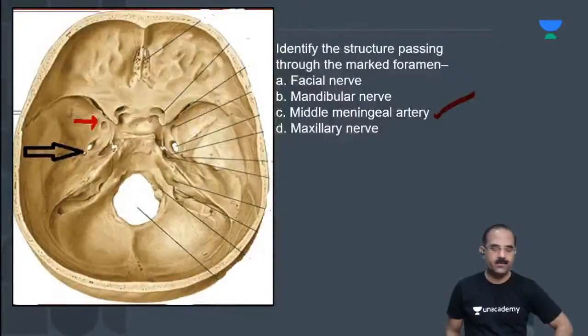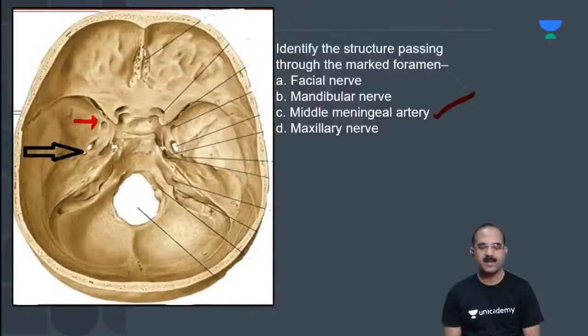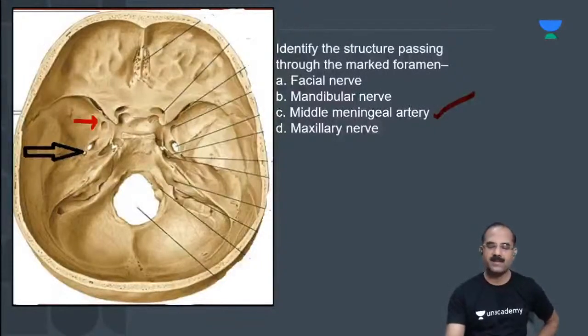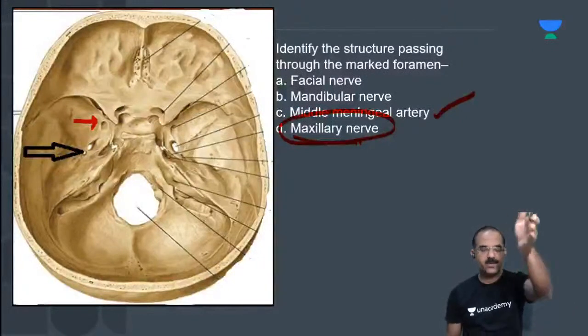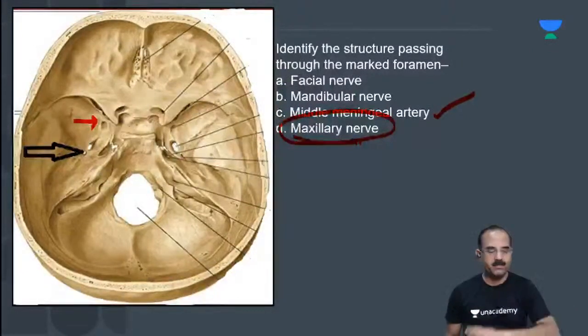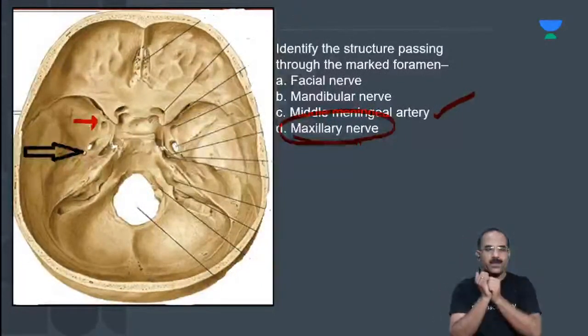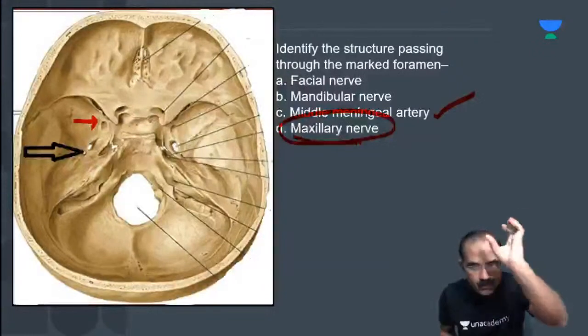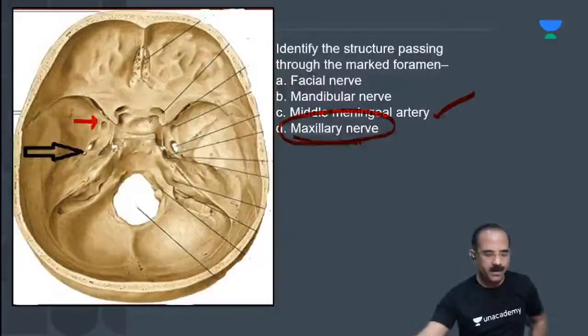And what passes through the foramen rotundum? Answer. Come on. That's the maxillary nerve. The maxillary nerve gets outside the skull through the foramen rotundum. Maxillary nerve. Mandibular is foramen ovale. And the maxillary nerve goes through the foramen rotundum, passes through a fossa named the pterygopalatine fossa.